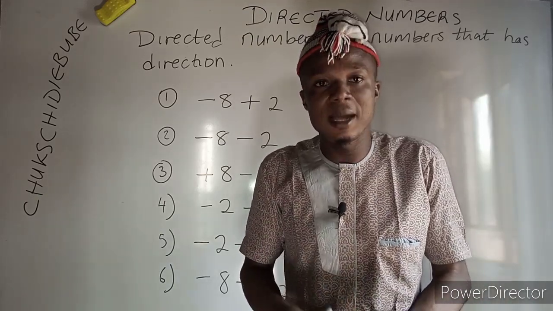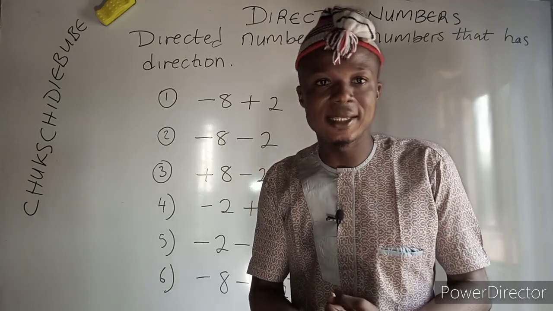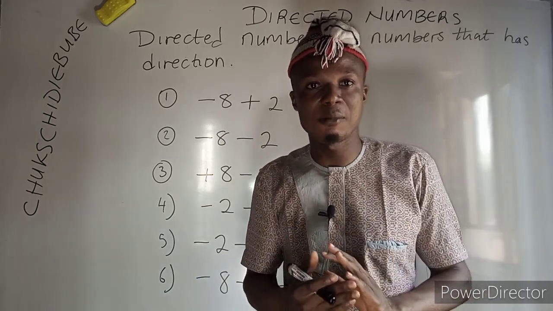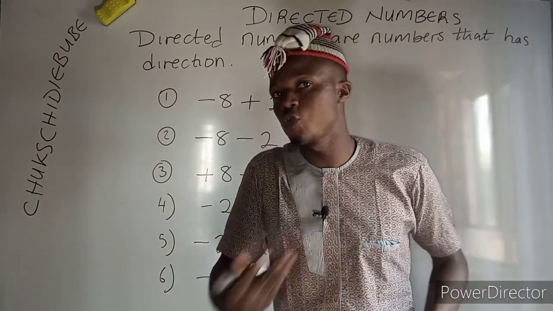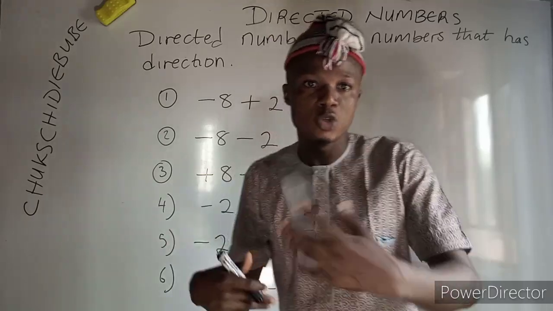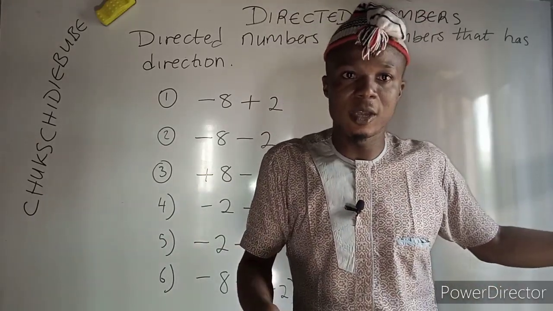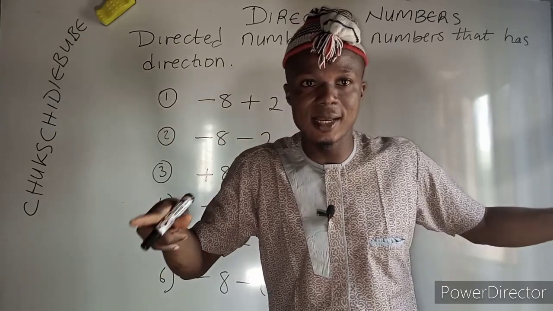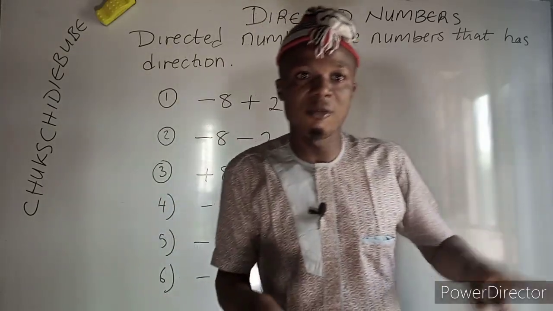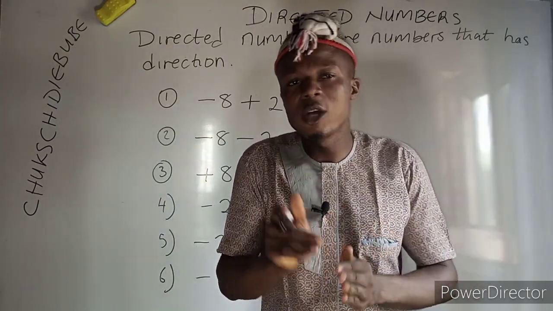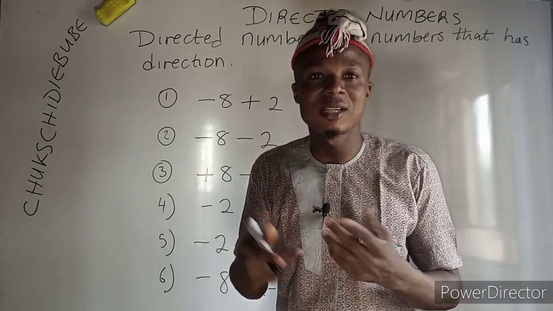Now, if a number is either positive or negative, it means that it is a directed number because it has direction, either towards the positive or towards the negative. So a number can be two-sided: either you are moving to the positive or you are moving to the negative. So today I want to let you know that 0 is not a directed number.